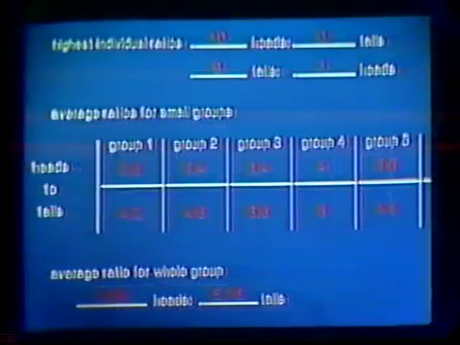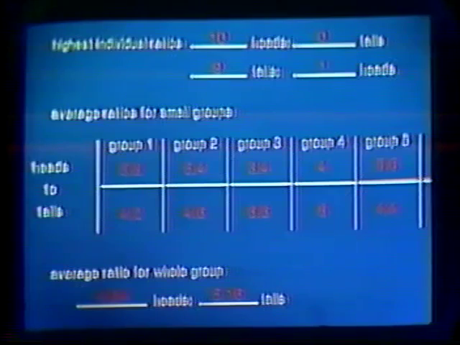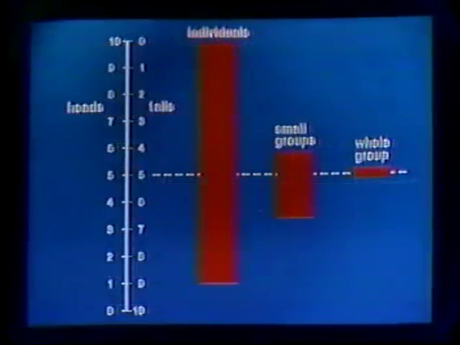Here is how the results of the preceding exercise might look. Among individuals, there will be a wide range of ratios. Some people's results may approach all heads and no tails, or all tails and no heads. The average ratios for small groups of 5 will vary less widely. The average scores for the group as a whole will come closer still to an equal ratio of 5 heads to 5 tails. However, it is unlikely that the overall average will come out at exactly 5 to 5. Here is a graph that shows the same results. Notice that the larger the numbers being counted, the closer the actual figures will come to the expected ones.